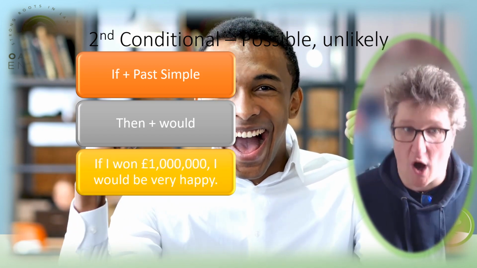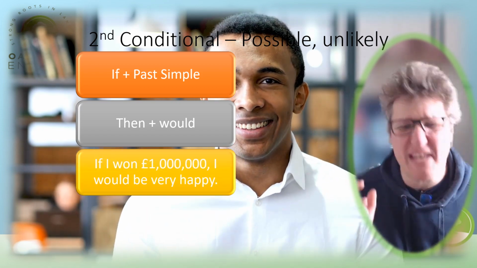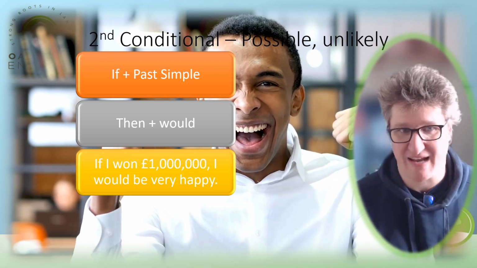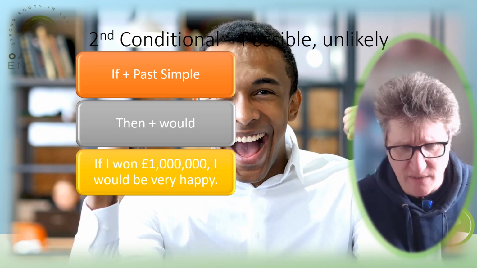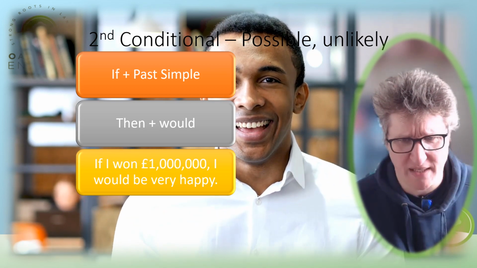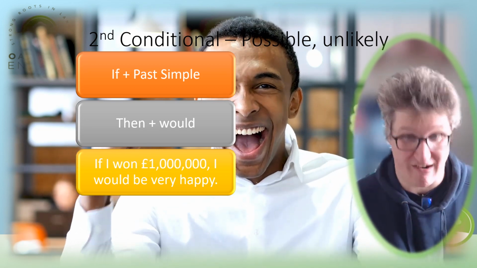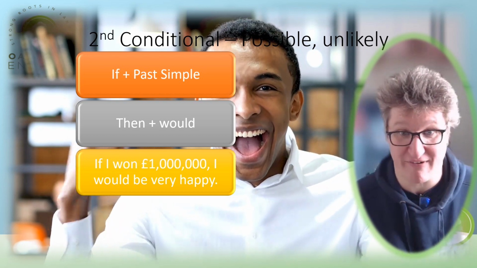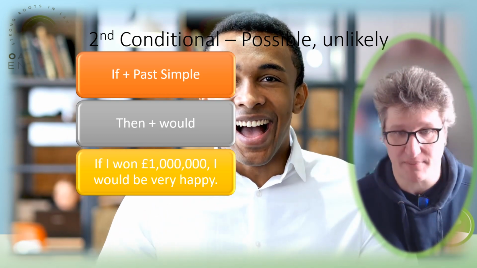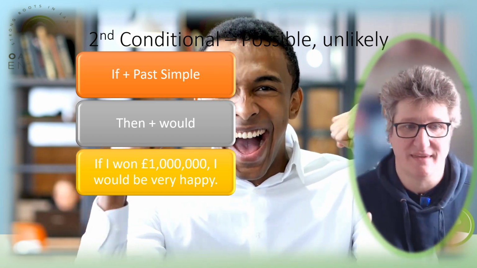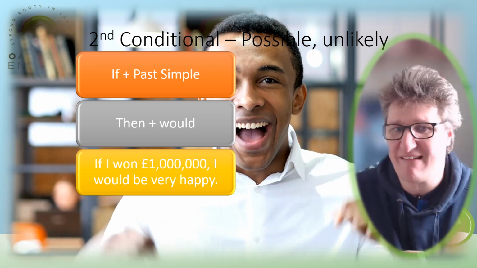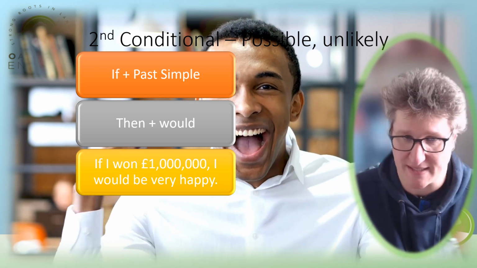If I won £1 million, I would be very happy. Is it likely that I'm going to win £1 million? No, it's very unlikely. I don't play the lottery. I'm very, very unlikely to win £1 million. I would be very happy if that extraordinarily unlikely event took place.